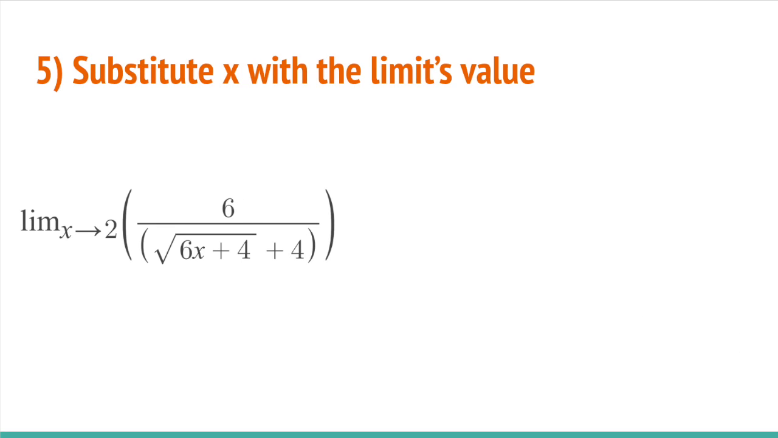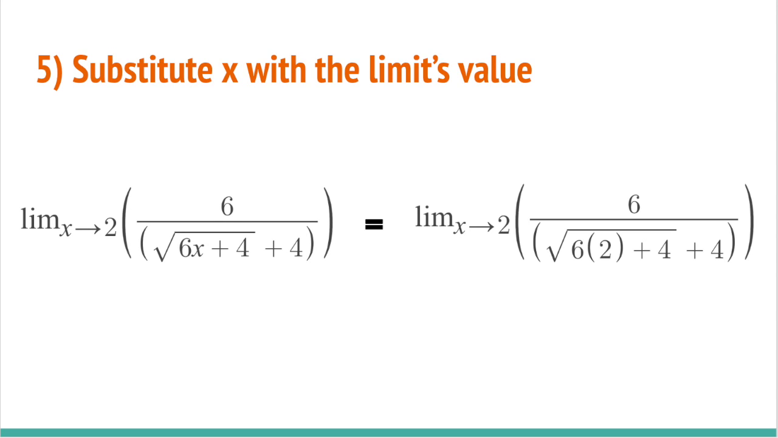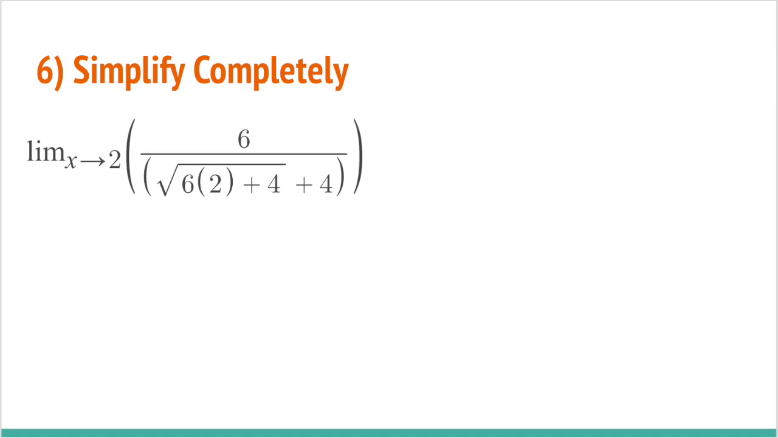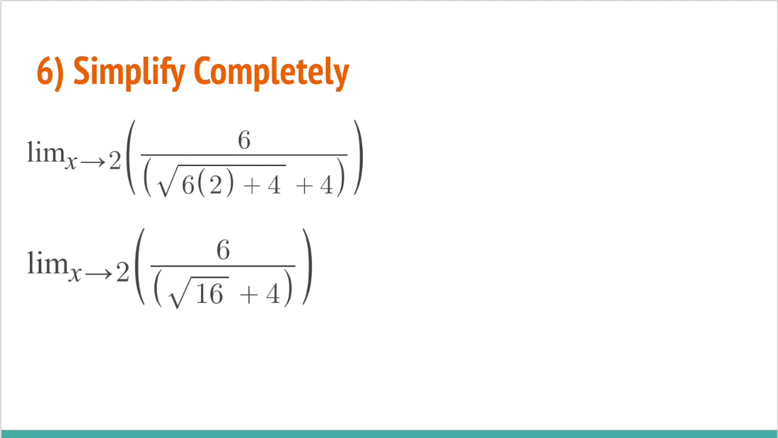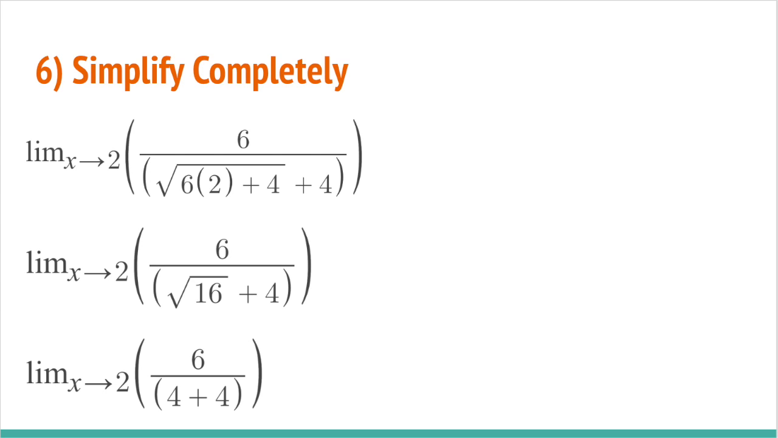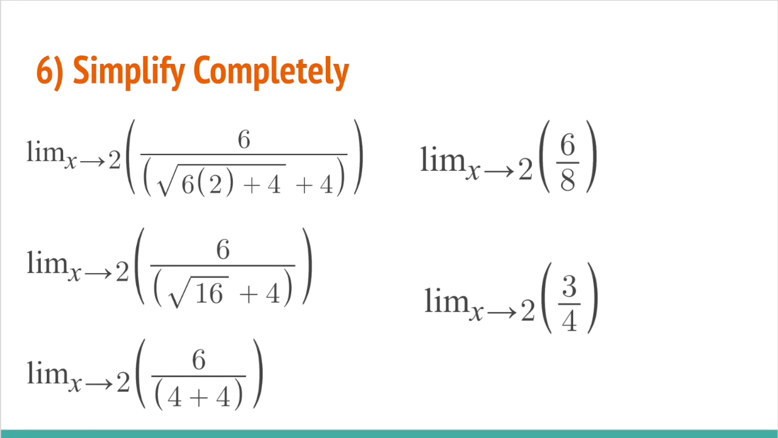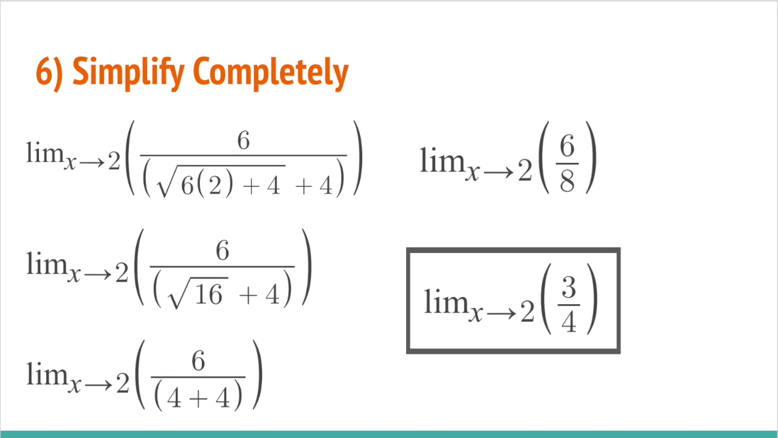Now that we cannot simplify any further, we must substitute the x value in the equation with the value of the limit, which is 2. Now we need to simplify completely. First, multiply 6 times 2 and add the result with the 4 inside the square root. This is equal to 16. The square root of 16 is 4, so now we add 4 plus 4. This leaves us with the fraction 6 over 8, which can still be simplified to 3/4. This gives us our final answer: the limit as x approaches 2 is 3/4.